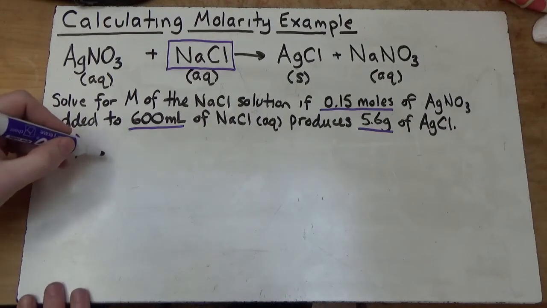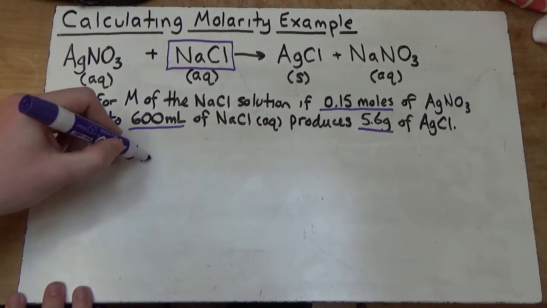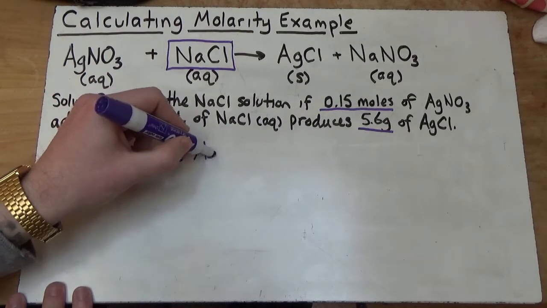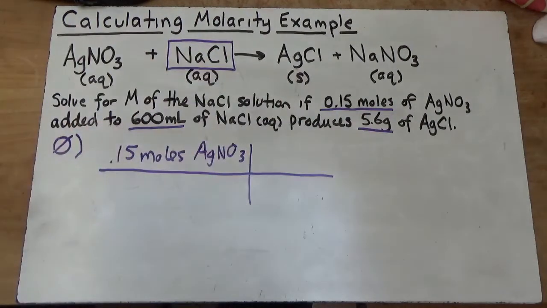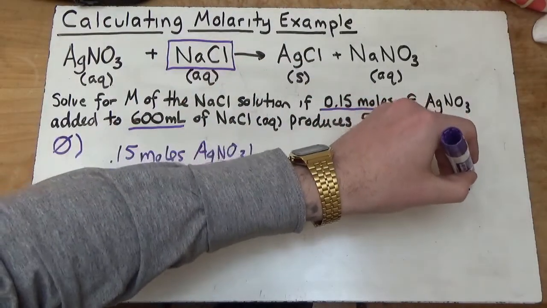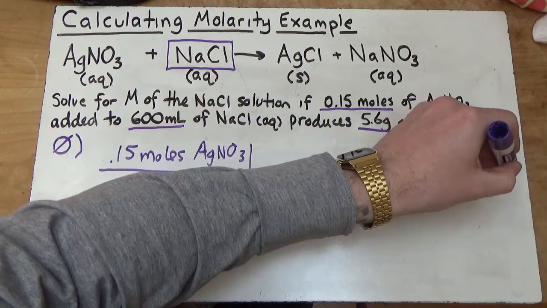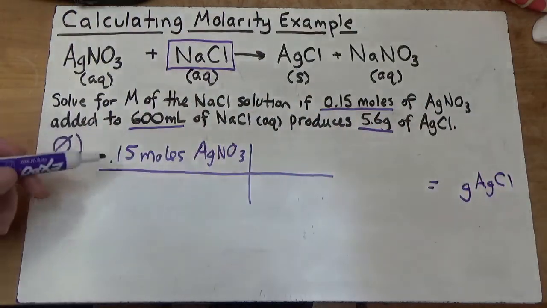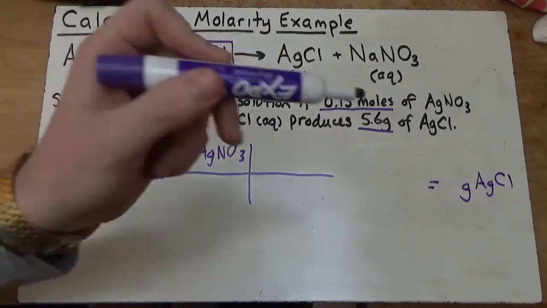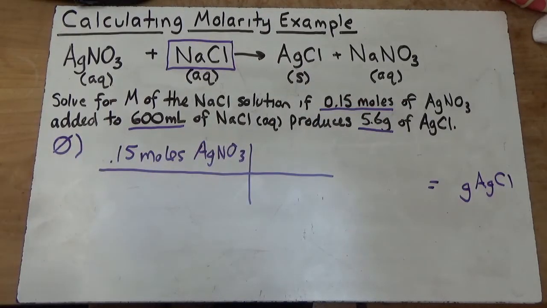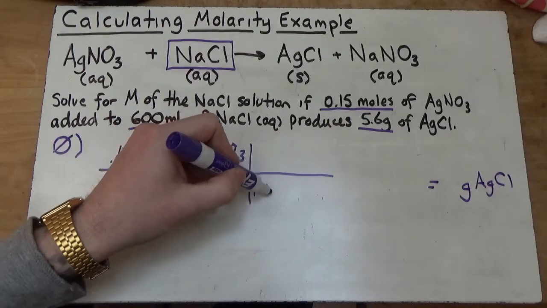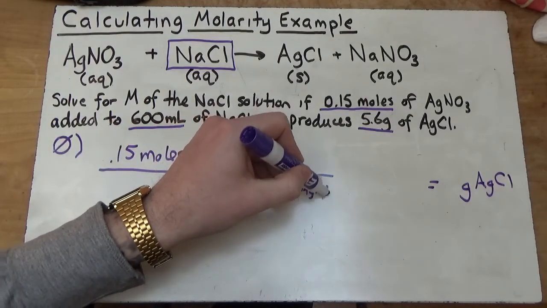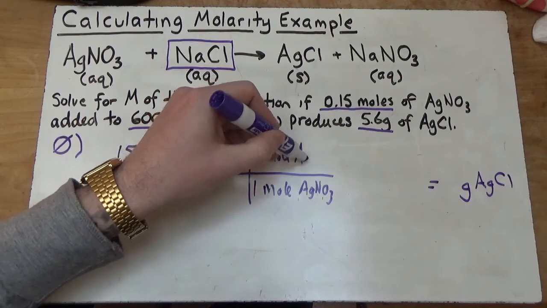So let's start with 0.15 moles of AgNO3, and we want to solve for grams of AgCl. To set up my conversion, once I have moles of one substance and I'm trying to get to some type of information about a separate substance, I'm going to use the mole ratio. Here, it's all ones across the board. So 1 mole AgNO3 for every 1 mole AgCl.